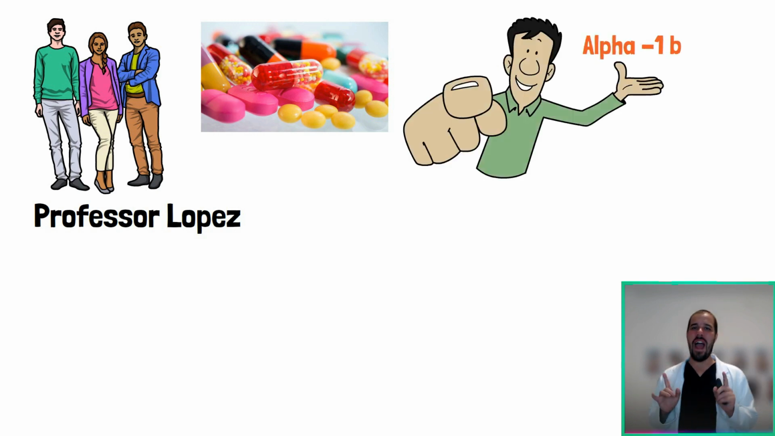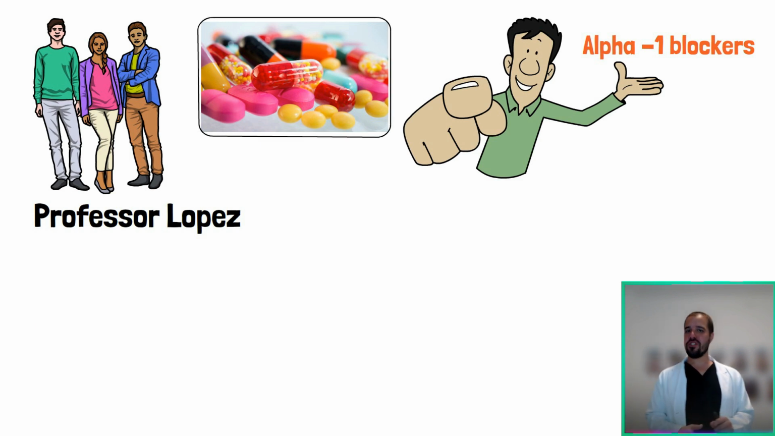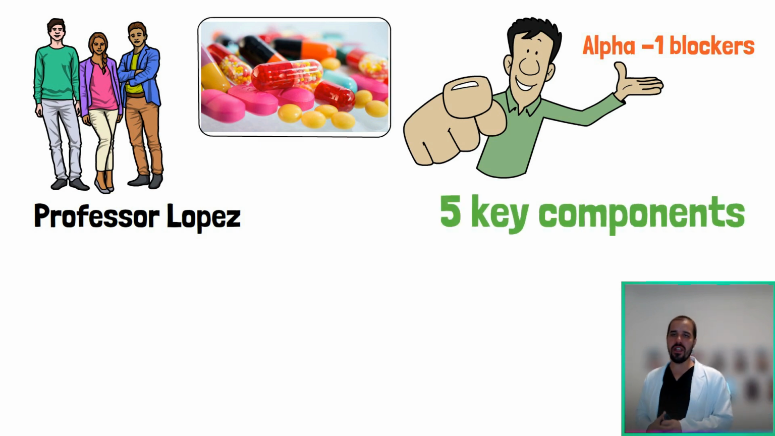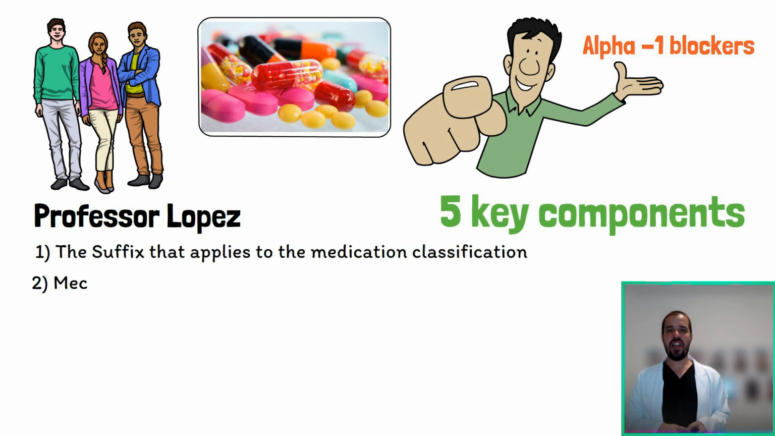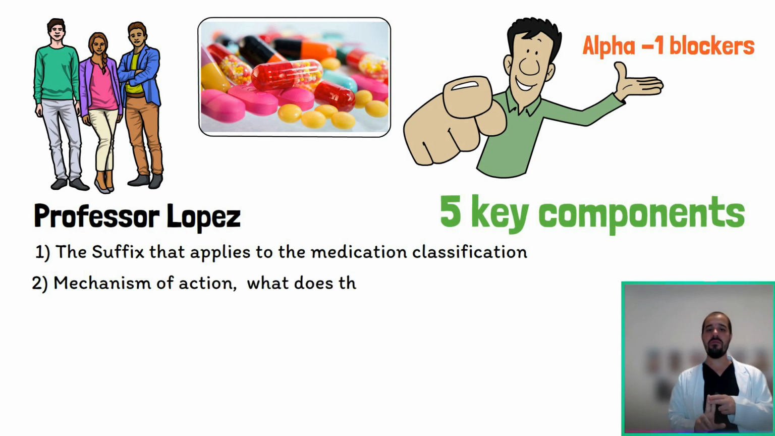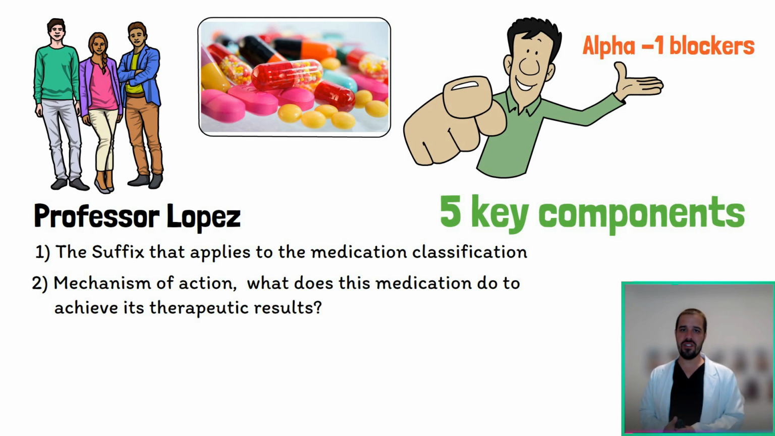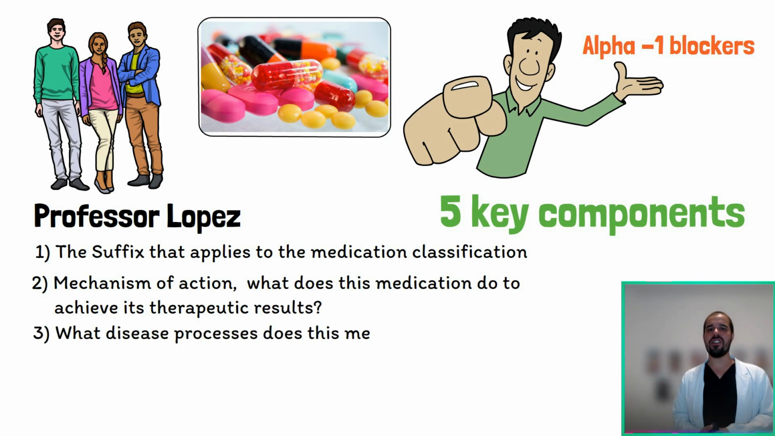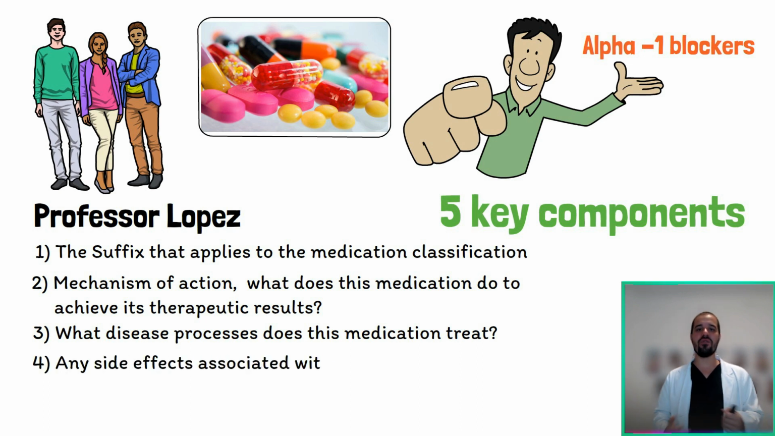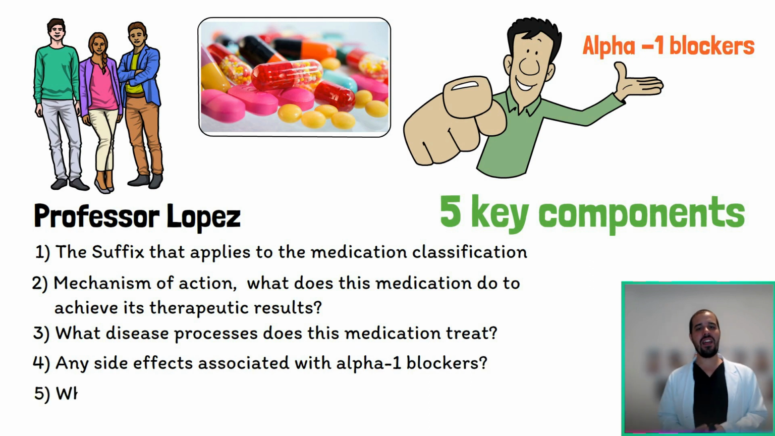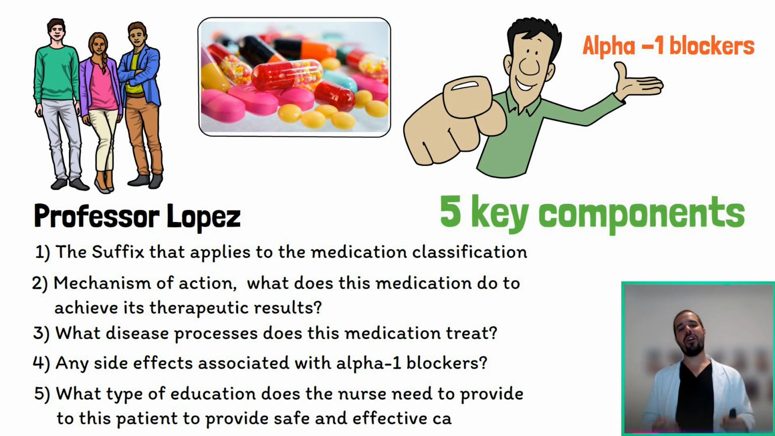Today we are going over alpha-1 blockers. As with any medication in pharmacology, we're going to cover the 5 key components. Number 1, the suffix or medication name, how we can identify this on an exam such as the NCLEX. Number 2, the mechanism of action. What does this medication do to achieve its therapeutic results? Number 3, what disease processes does this medication treat? Number 4, any side effects associated with alpha-1 blockers? And lastly, what type of education does the nurse need to provide to this patient to provide safe and effective care?